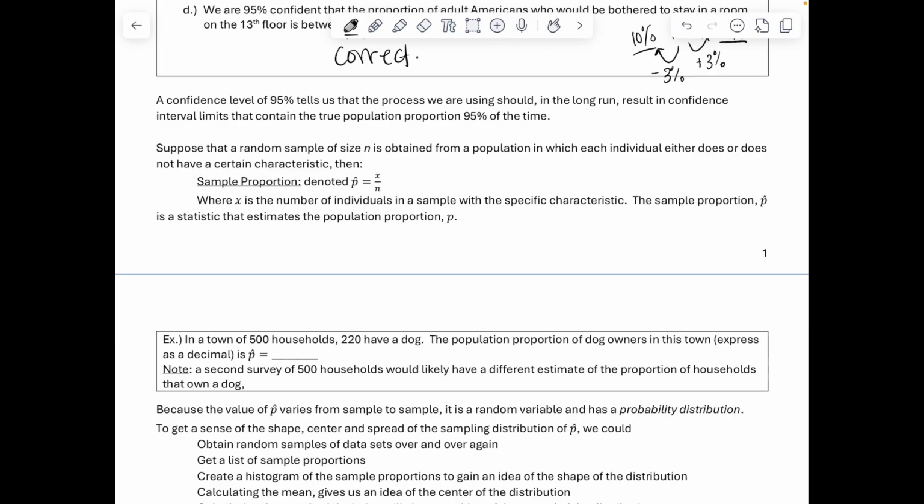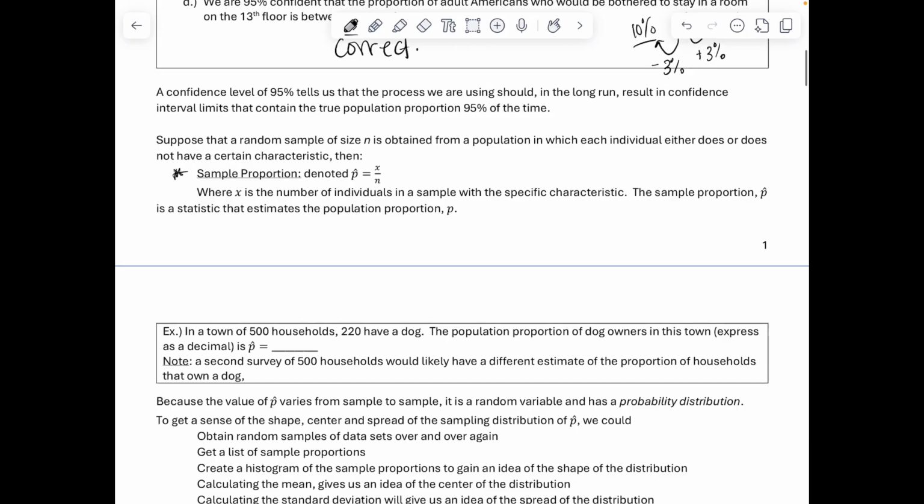Suppose that a random sample of size n is obtained from a population in which each individual either does or does not have a certain characteristic. Then our sample proportion is denoted p hat equals x over n, where x is the number of individuals in the sample with a specific characteristic. The sample proportion p hat is a statistic that estimates the population proportion p.